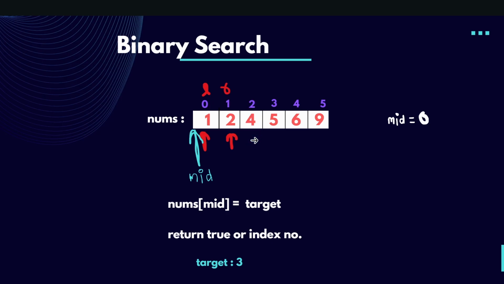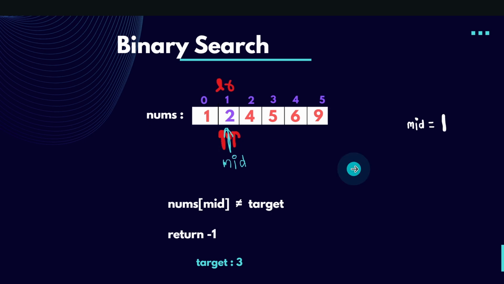After that, we need to recompute the mid. So the mid is 0 here. You can see the mid is 0. Up to here is the same. Now what you are going to do is move the left pointer here, and the mid will be the same here.